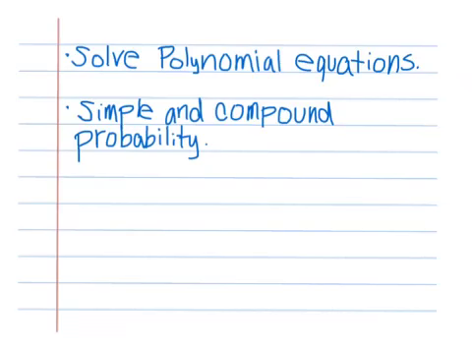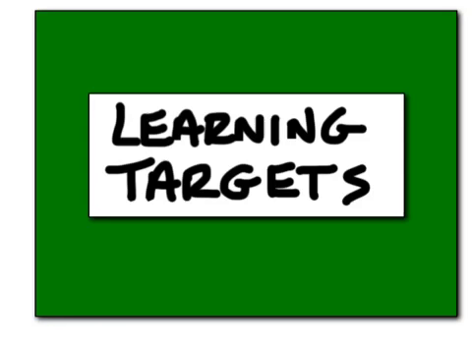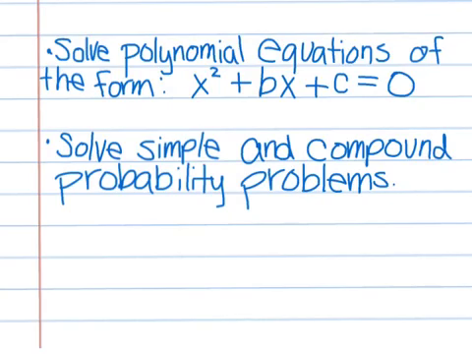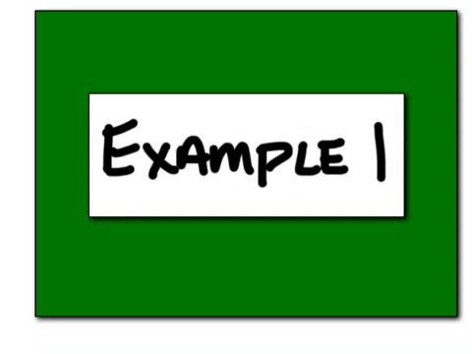Alright, our objectives for today. We're going to review what we did yesterday, so we're going to be solving polynomial equations again. And we are also going to be doing simple and compound probability. So for the learning targets, we're going to be solving the polynomial equations in the x squared plus bx plus c equals 0 form. And we're also going to be solving simple and compound probability problems.